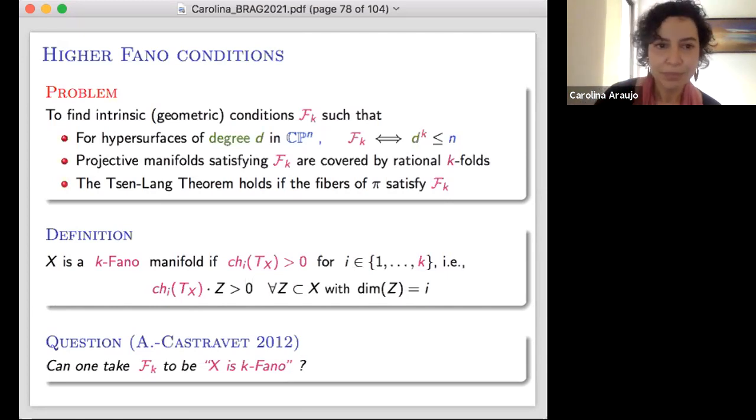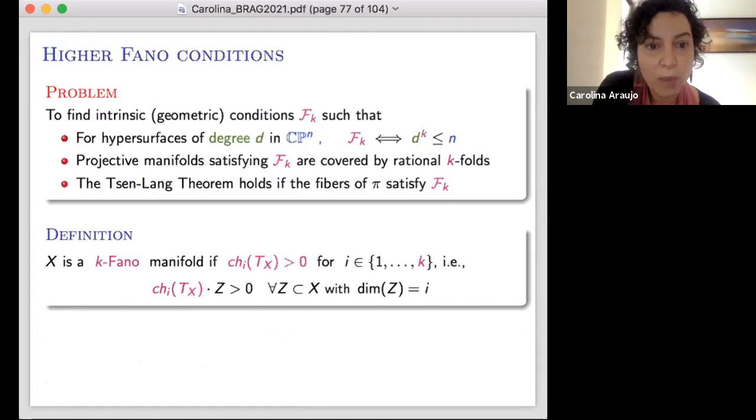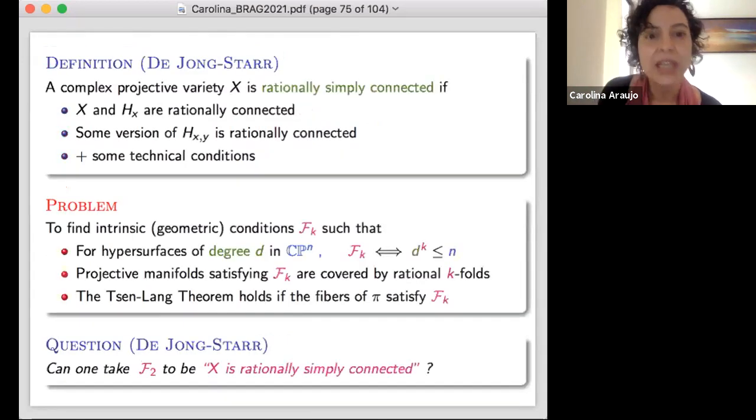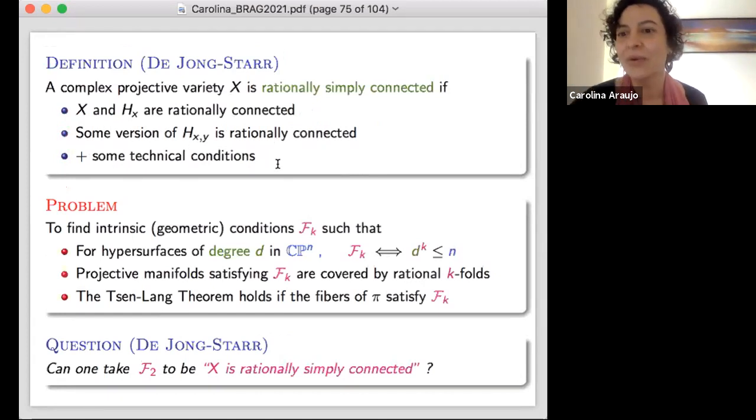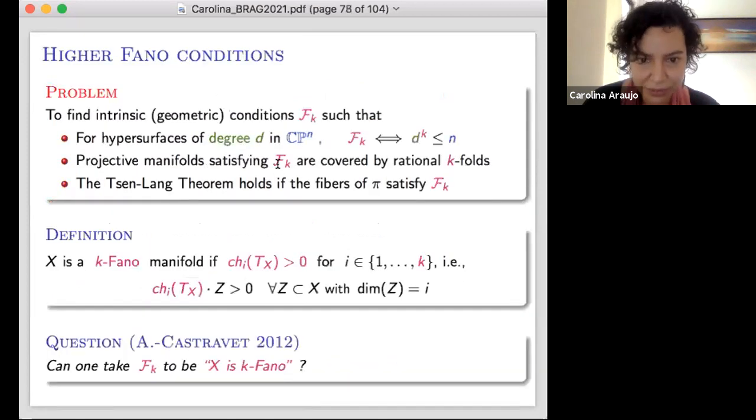Maybe I can go quickly back. I can tell you what the problem is in verifying that a 2-Fano variety is rationally simply connected. The difficulty is this, plus some technical conditions here, which I'm not stating. These are horrible conditions. I mean, the definition is not pretty, and it's very hard to check. So we provide some evidence that 2-Fanos are rationally simply connected, but we cannot yet prove it. Okay.